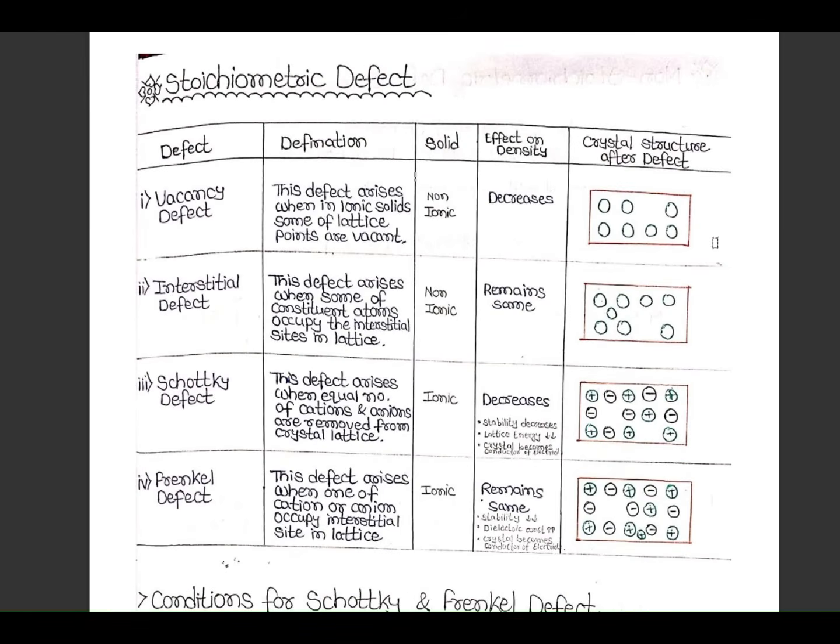Now, let us see the categories of stoichiometric defect. First one is vacancy defect. This defect arises when, in an ionic solid, some of the lattice points are vacant. Here, there is a vacancy of one atom, and so it is a vacancy defect. Now, interstitial defect. It arises when some of the constituent atoms occupy the interstitial site. Here, interstitial is important because there was an atom, and this atom is missing from its lattice position and is present in the interstitial site. So it is an interstitial defect.